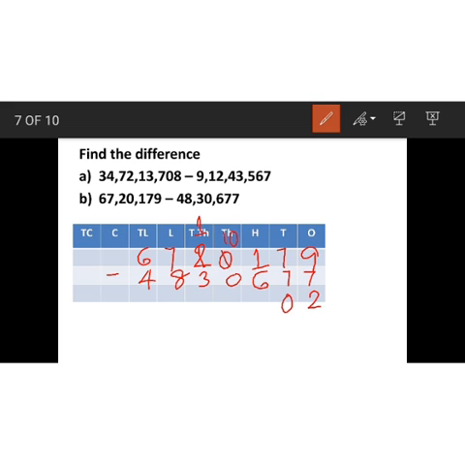Again, we have to move right. So it will be 9 here. And here it will be 11. So 11 minus 6, we'll get the answer as 5. 9 minus 0, it will be 9 itself.